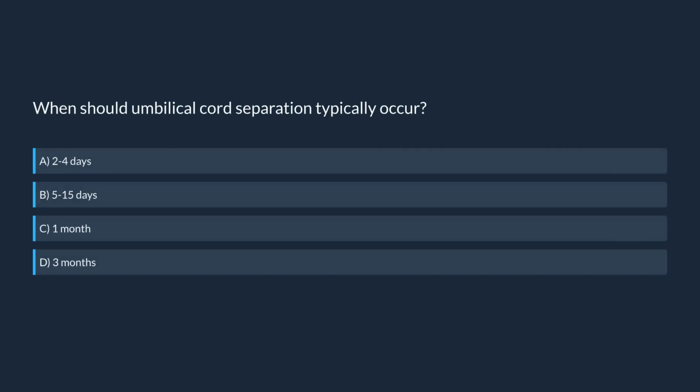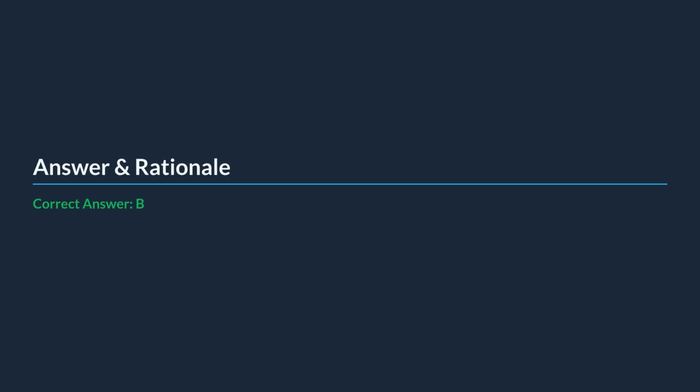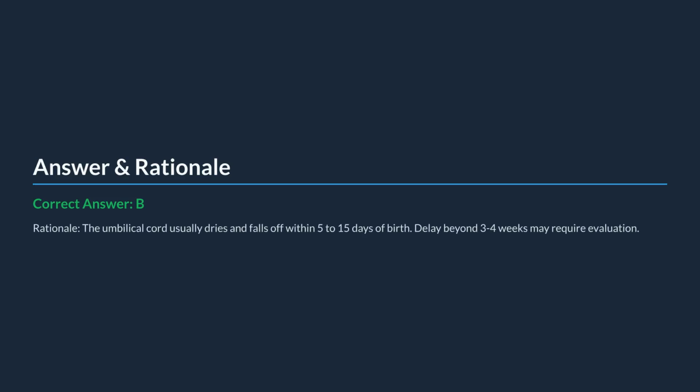When should umbilical cord separation typically occur? The correct answer is B. The umbilical cord usually dries and falls off within 5 to 15 days of birth. Delay beyond 3 to 4 weeks may need evaluation.